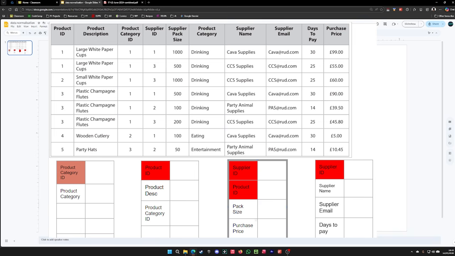And then I've got the purchase price. Again, because we're looking at the white paper cups, Carver charged £99 and CCS charged £55 because they're different size packs. So that information that we couldn't use in the other tables would go into the fourth one. So essentially the way you would approach this in the exam is you'd work out this table because it's got an ID, you'd work out this table because it's got an ID, you'd work out this table because it's got an ID, and then you'll have those two fields left over.